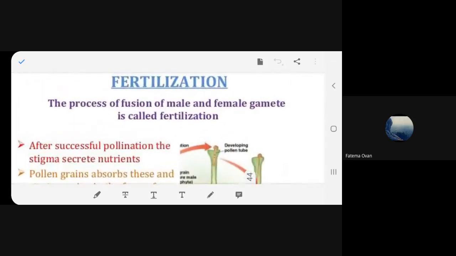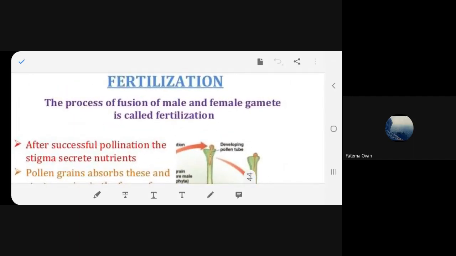Again, a bit of revision. What exactly is fertilization? Please start. Who wants to read it?